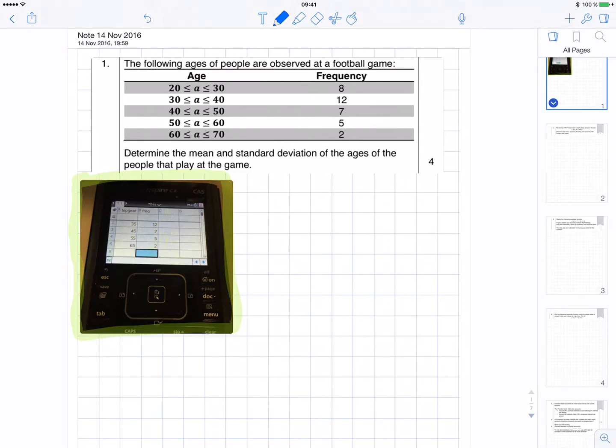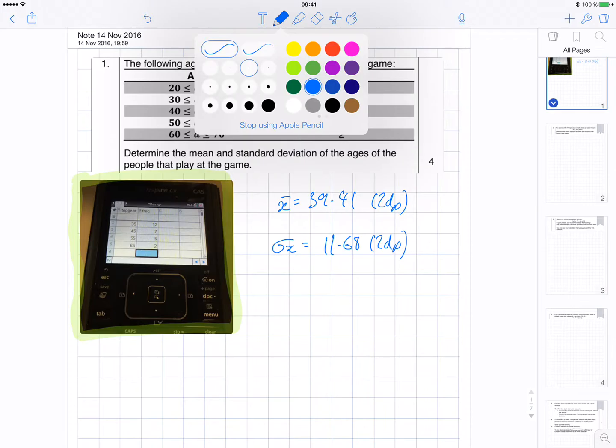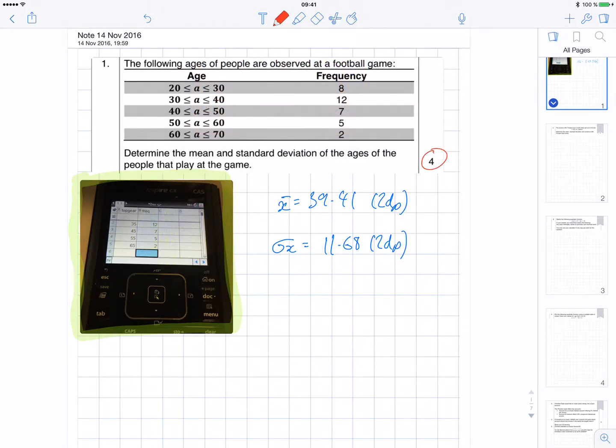I then go into add a new page, calculator, menu, statistics, which is 6, stat calculations, which is 1, one variable, which is 1, number of lists 1, x1 list I've called top gear, frequency list I call freq, push enter, and then it says determine the mean and standard deviation. So the mean is equal to 39.41 to 2 dp, and the standard deviation is equal to 11.68 to 2 decimal places, and that is for hopefully very easy marks.